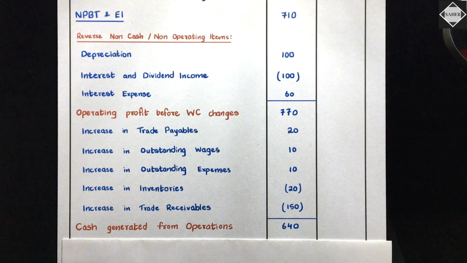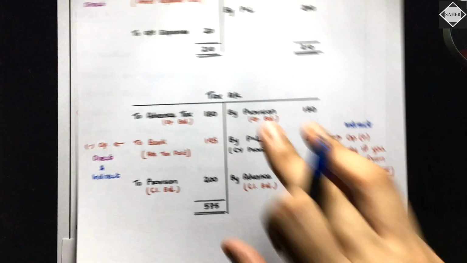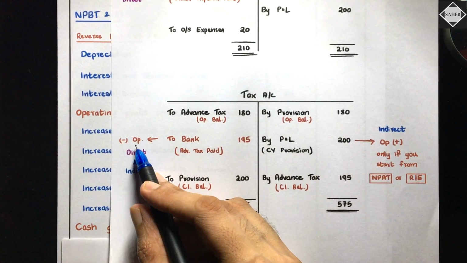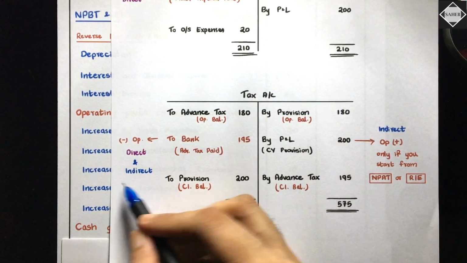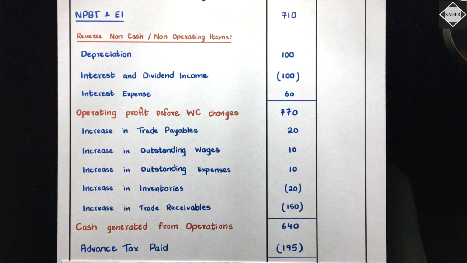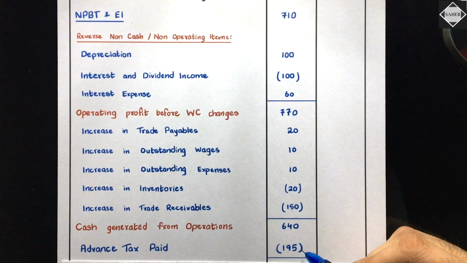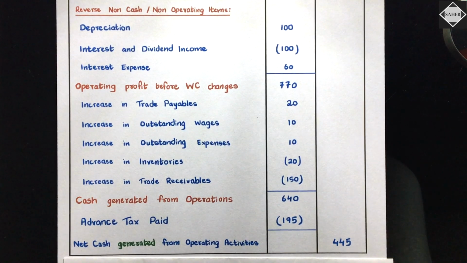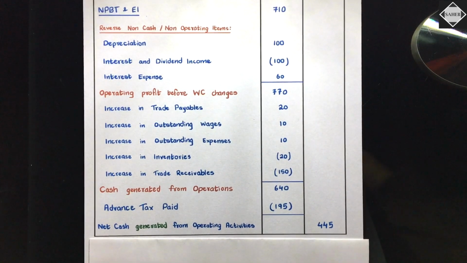How much was the tax paid? The tax paid was the same working note only, 195. You have to subtract it in operating activities at last under the indirect method also. See here, 640 minus 195, that is equal to 445 net cash generated from operating activities. Is it clear? Simple and straightforward. So this is what you have to do.